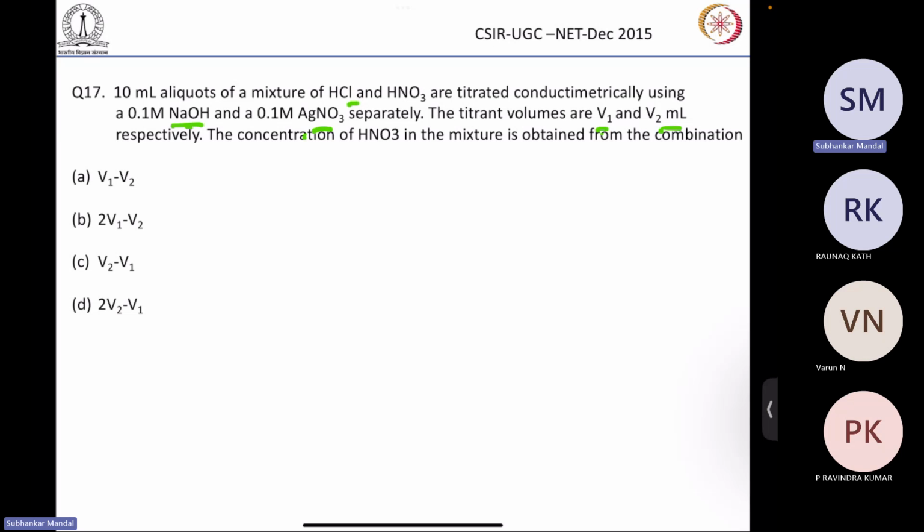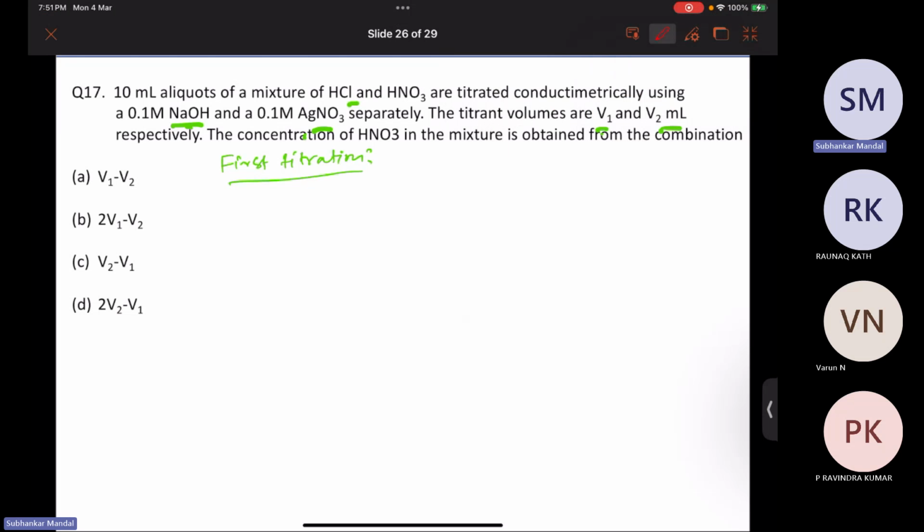So this is the question. How we can calculate that thing? How we can proceed? First we can check one by one. Okay, so the first titration we are doing with NaOH. First titration I can write. So I have HCl plus HNO3 with NaOH. Okay, so this is the thing. So this HCl and HNO3, that is 10 ml. So what will form? NaCl, NaNO3 plus H2O. This is the thing.